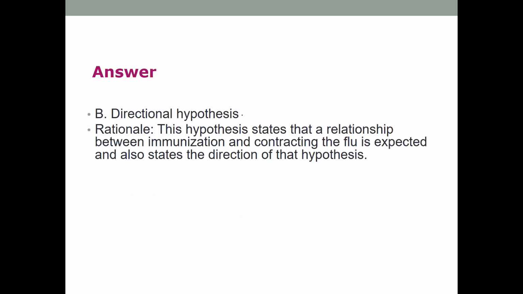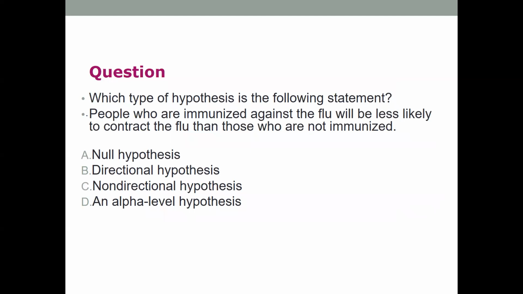The answer is that this is a directional hypothesis. Our choices were null hypothesis, but we know it's not null because this is stating that there is a relationship between immunization against the flu and contracting the flu. Those two variables have a relationship, so it's not null. Then we have directional, non-directional, and alpha level hypothesis. Alpha level isn't one of the choices that we talked about, so we can eliminate it. But we did talk about directional and non-directional.